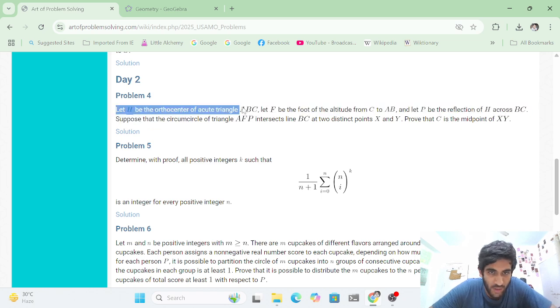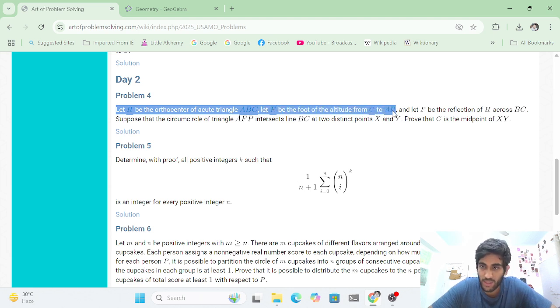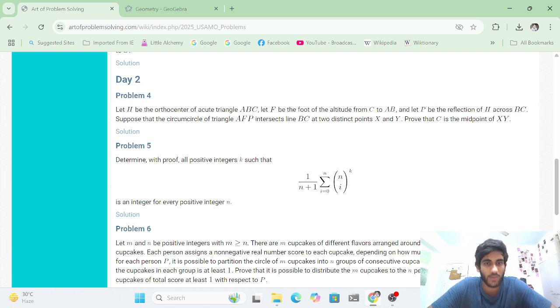Let H be the orthocenter of acute triangle ABC. Let F be the foot of the altitude from C to AB, and let P be the reflection of H across BC. Suppose that the circumcircle of triangle AFP intersects line BC at two distinct points X and Y. Prove that C is the midpoint of XY.